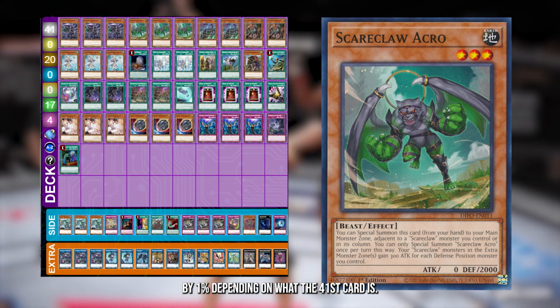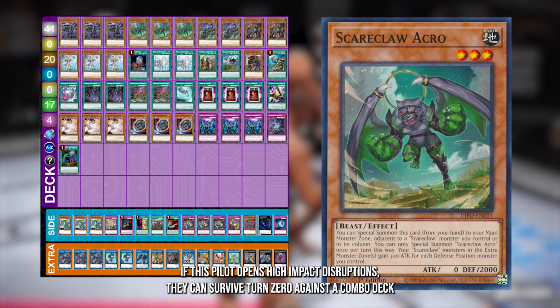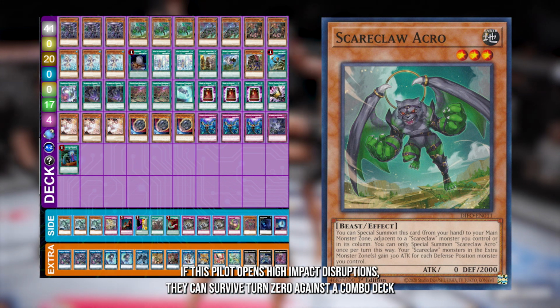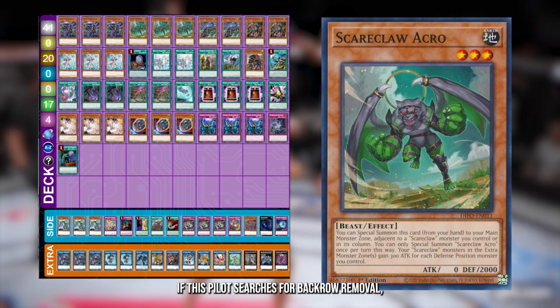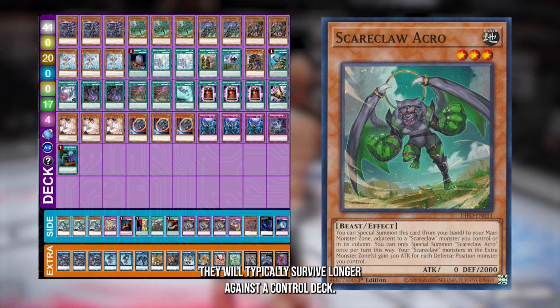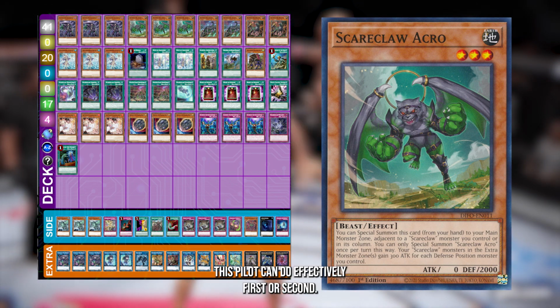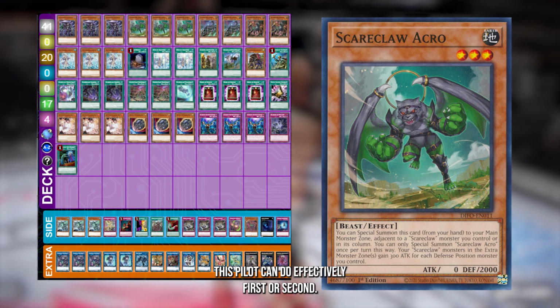If this pilot opens high impact disruptions, they can survive turn 0 against a combo deck. If this pilot searches for back row removal, they will typically survive longer against a control deck. This pilot can duel effectively first or second.